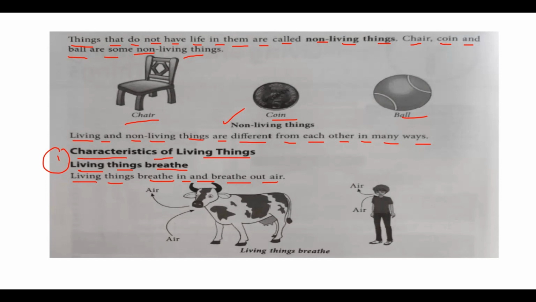So we have, this is cow, and the cow is breathing in air and then breathe out air. Even the human beings, we breathe in air and breathe out air. Is also true for plants. So living things can breathe.